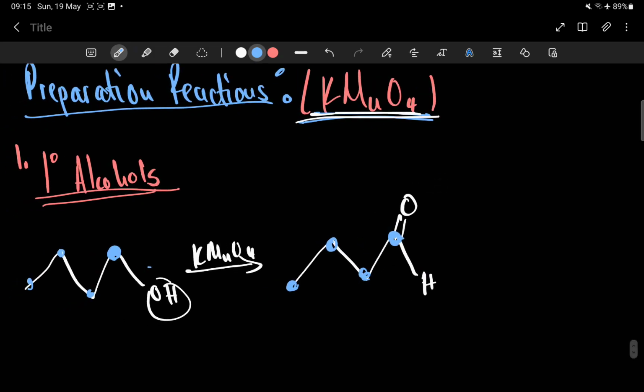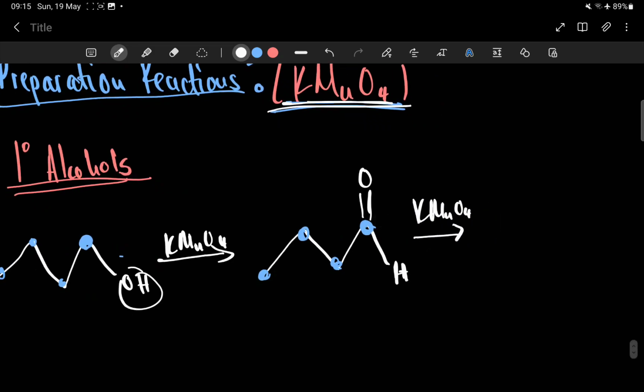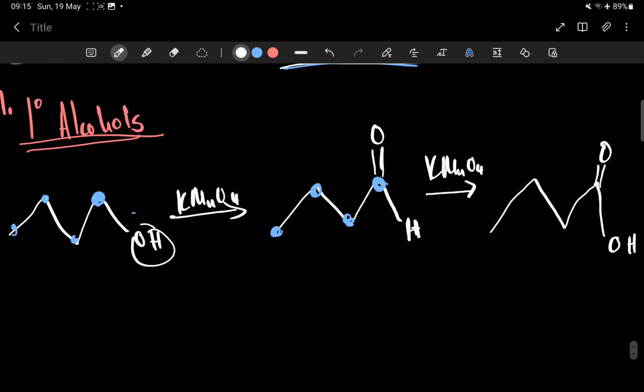You see, carbon number 4 is on the mountain peak. That is where we are now putting our double bond O, and then we need to put an H to show it's an aldehyde. But it doesn't stop there. It keeps going with KMnO4. This now becomes an OH, and here we have our double bond O, and we have our carboxylic acid.